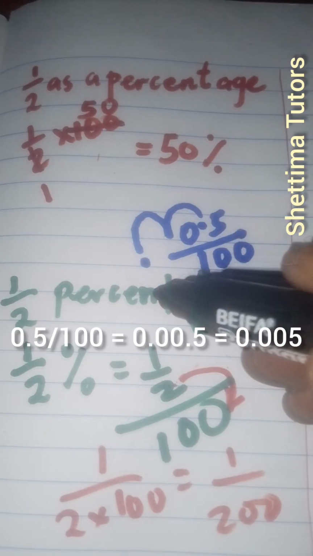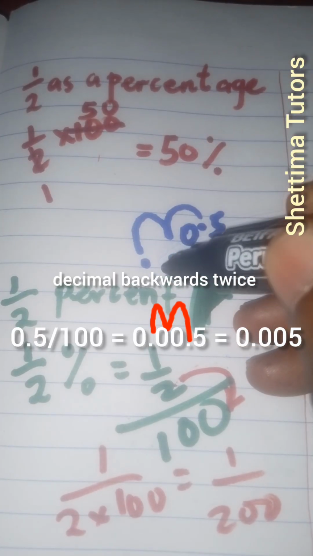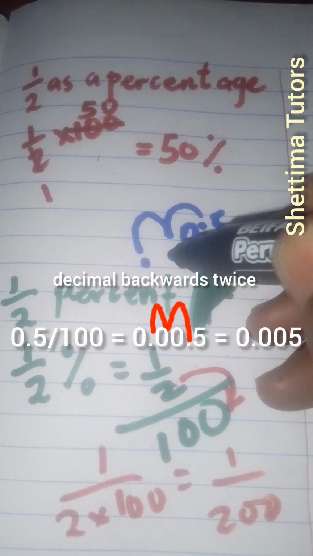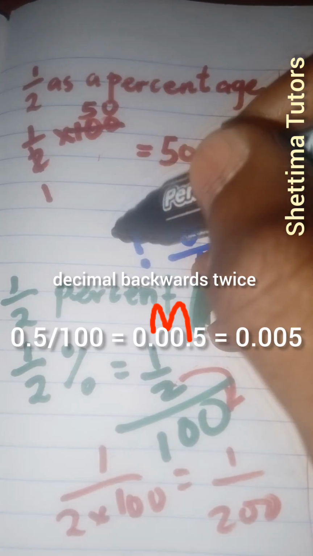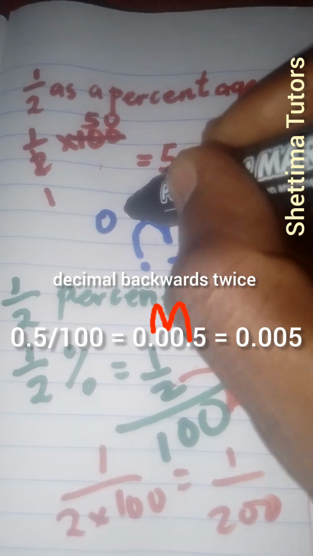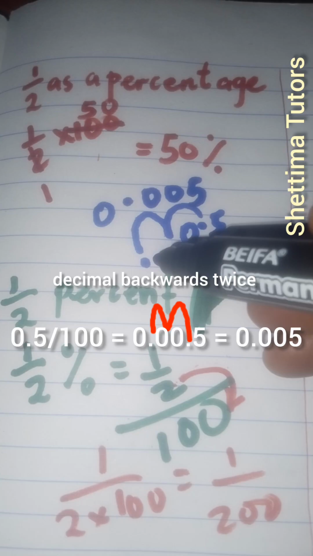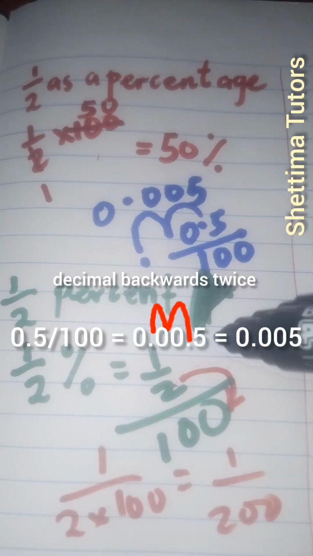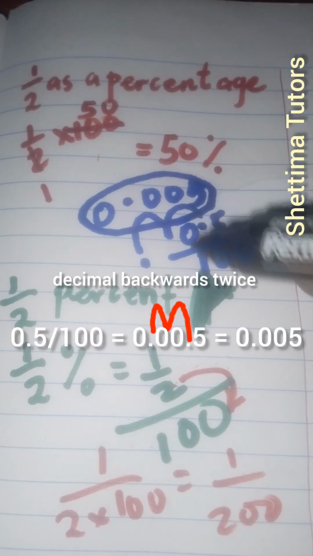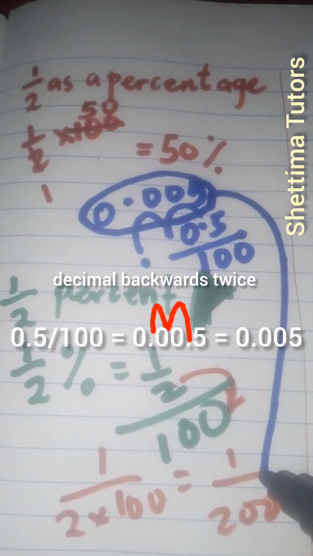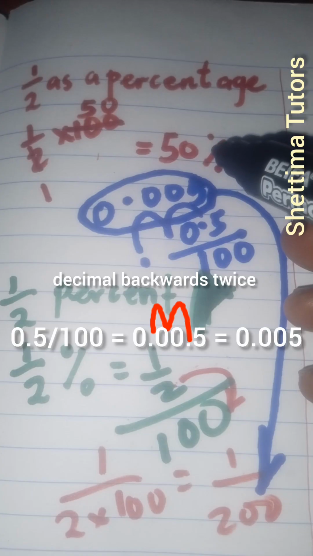So we can rewrite this as 0.005. You see? 0.005. So there is a difference between half percent, which is 0.005 or 1 all over 200, and half as a percentage, which is 50%.